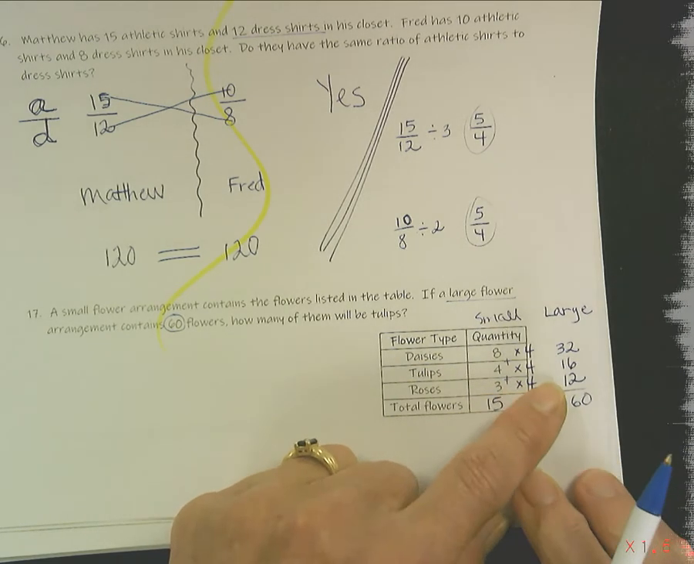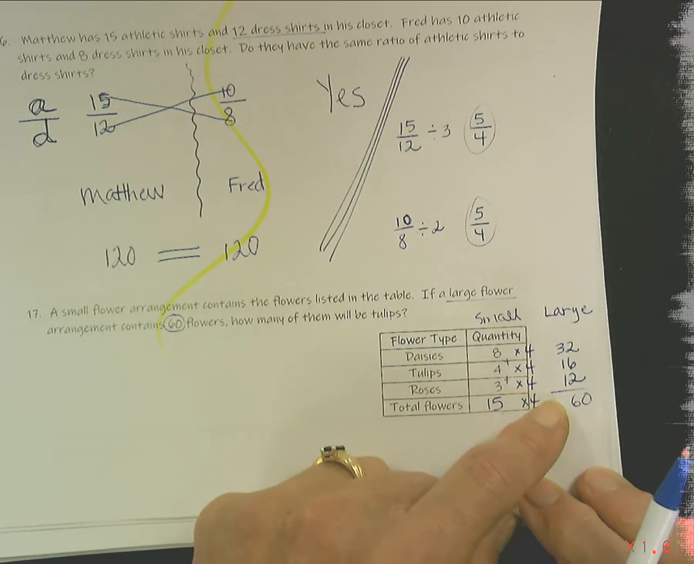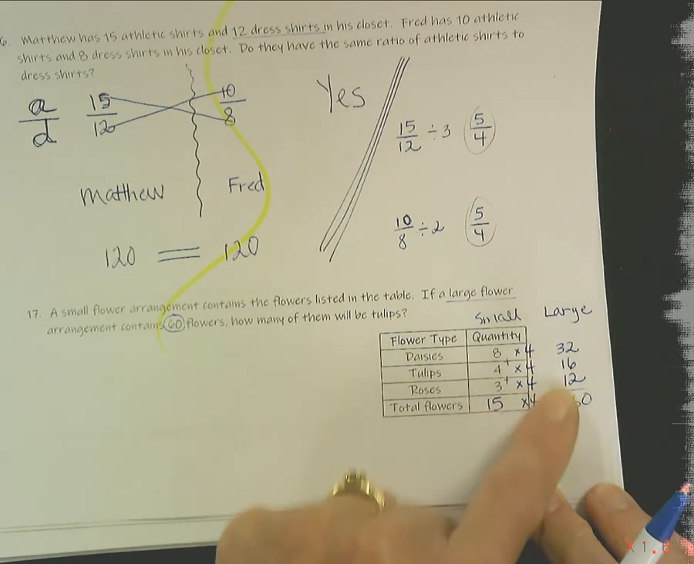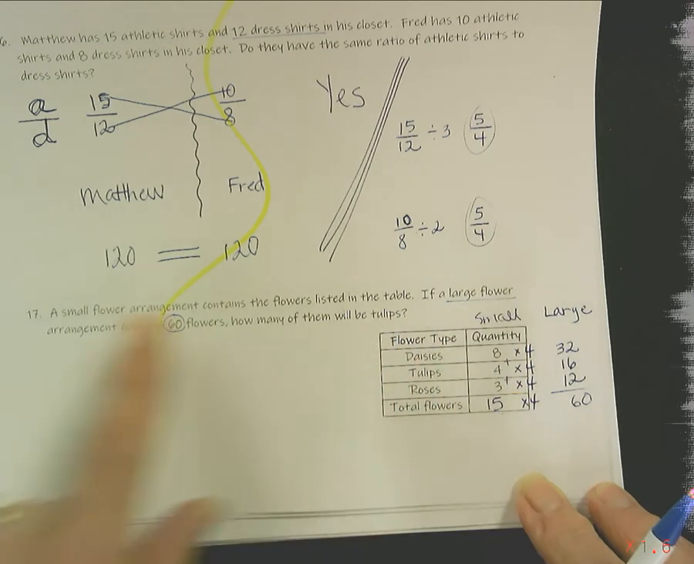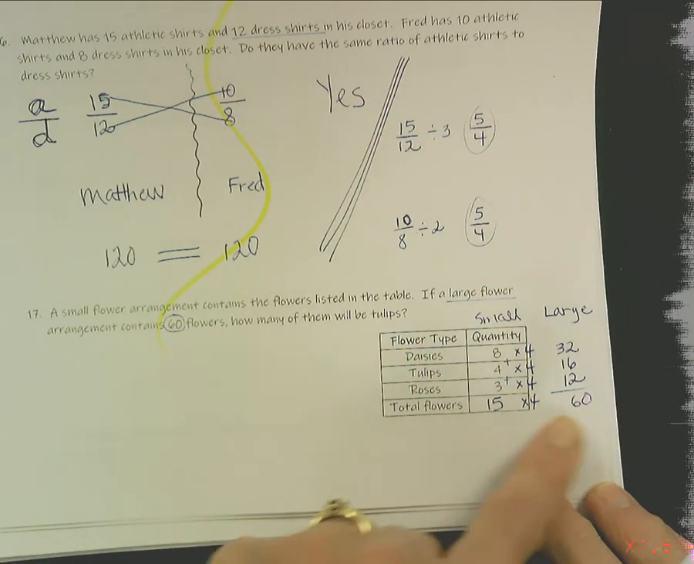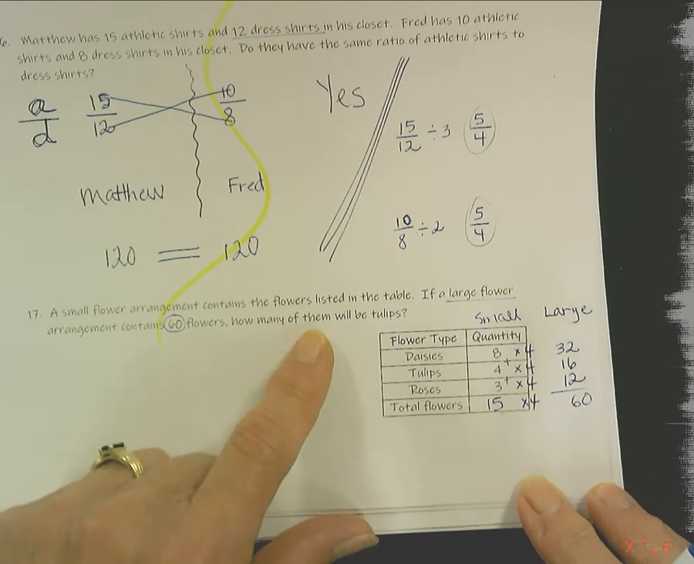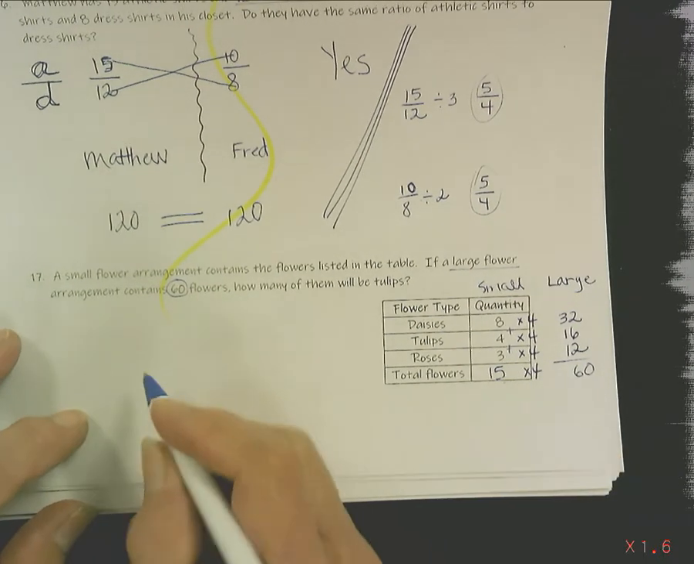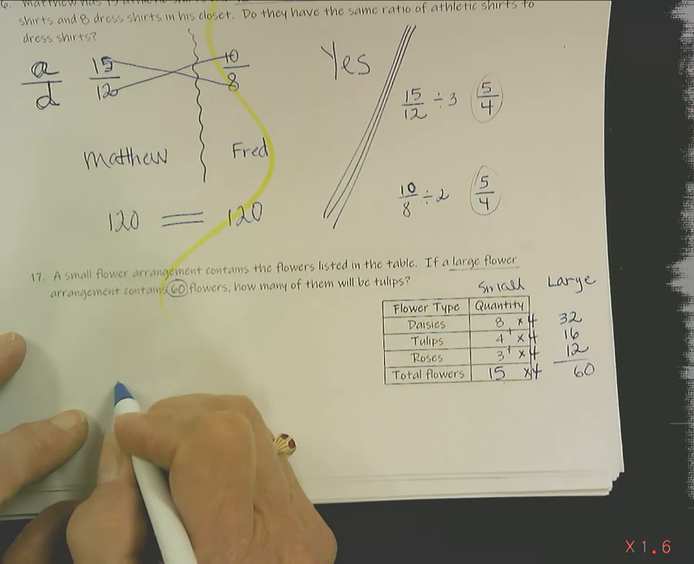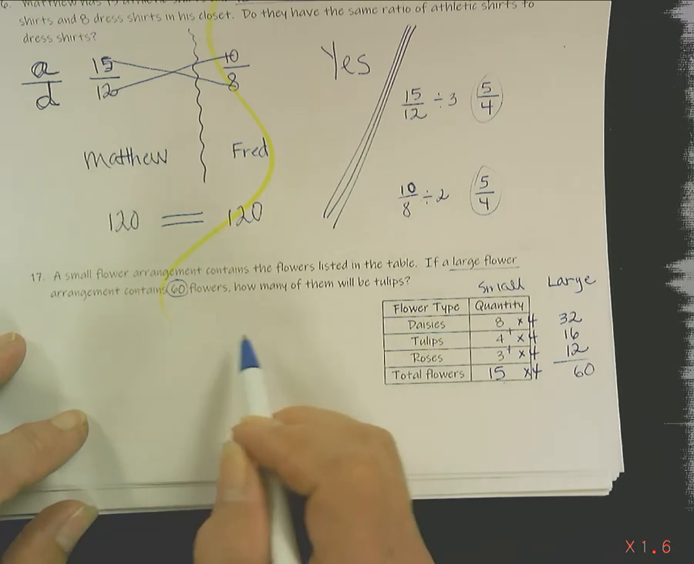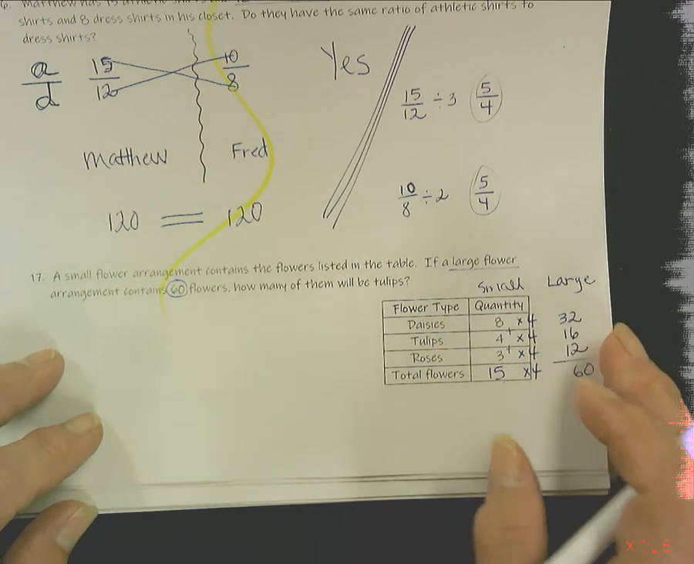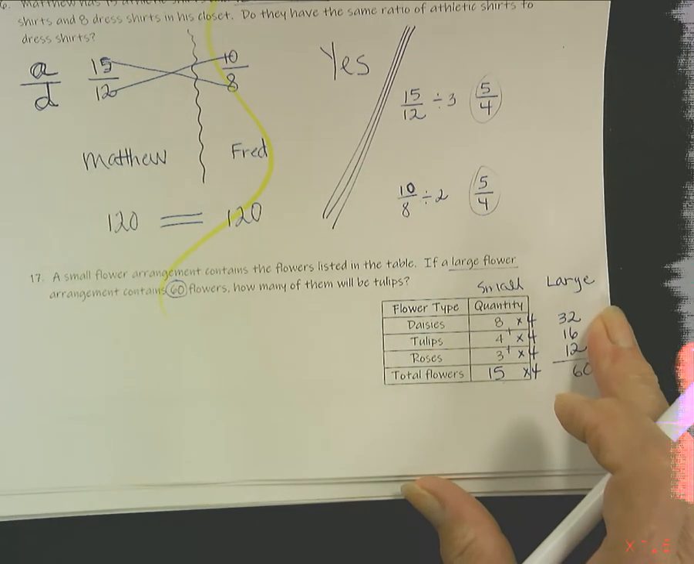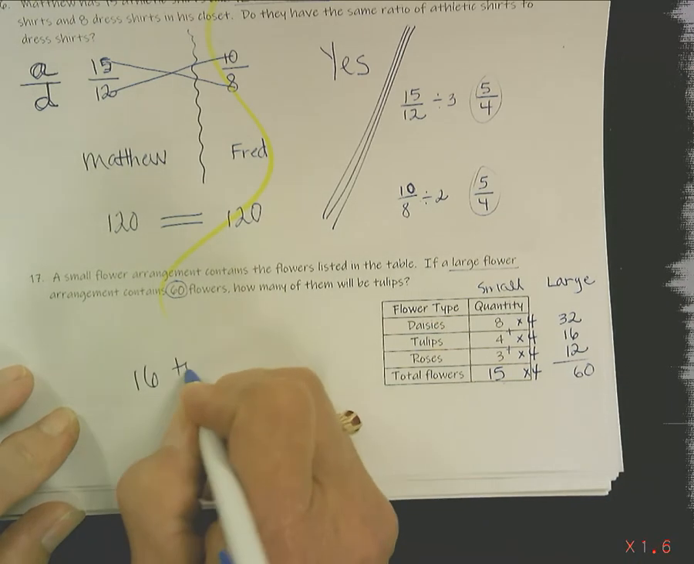So let's go back and answer the question. I think we have more information than what we actually need, but I do like this. If a large flower arrangement contains 60 flowers, which is 4 times bigger, how many of them will be tulips? Do we have that answer written on our paper? What's the question? How many of them will be tulips? Don't we have that written down? Yes. So what's the answer? 16 tulips. There you go.